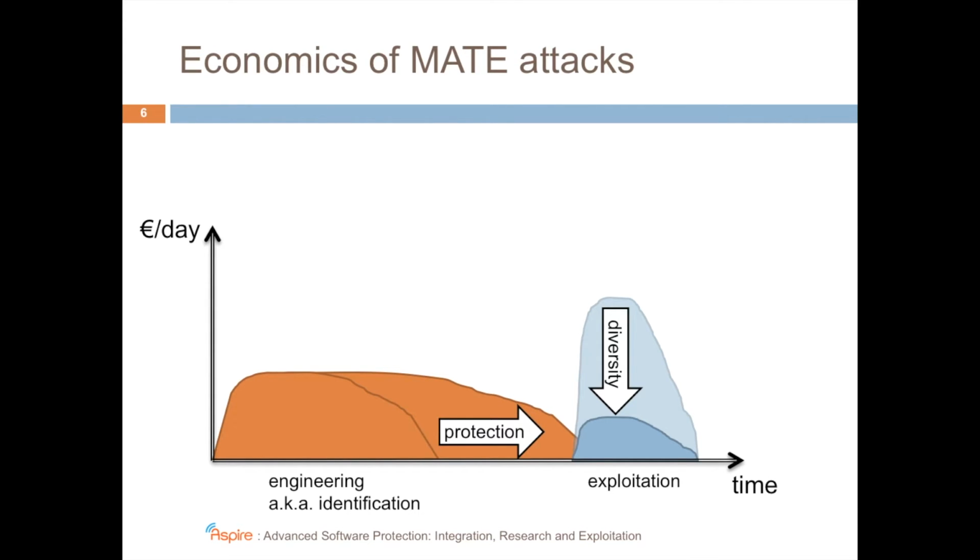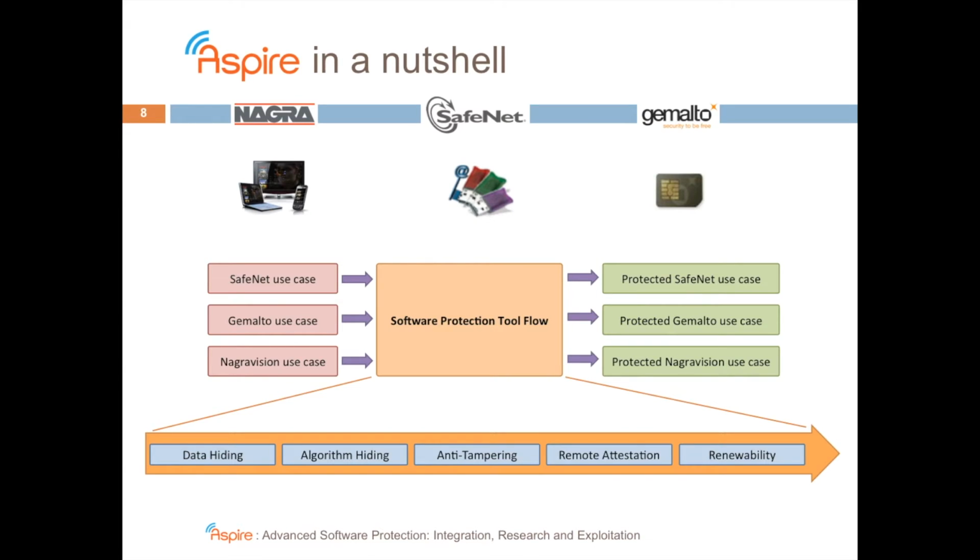Furthermore, by renewing the protections and by recoding, for example, the assets in an application, you can also shorten the window of opportunity even further. Now, coming back to this picture, to reach any of those goals, you have to combine lots of different protections. And that's why we focus on integration. The I of Aspire stands for integration. And we want to integrate many different techniques.